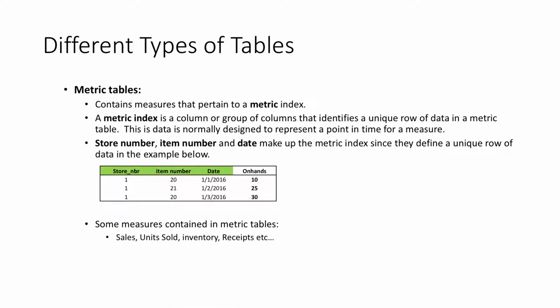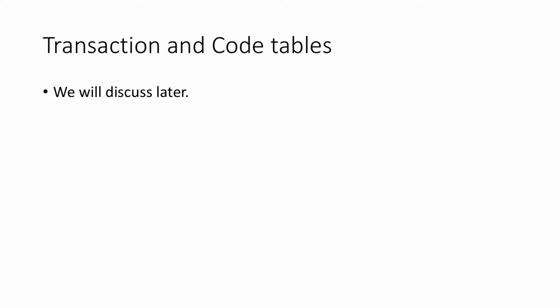And again, here are some of the metrics that you would have in metric tables: sales, units sold, inventory, receipts, etc. So we'll talk about transaction and code tables later.